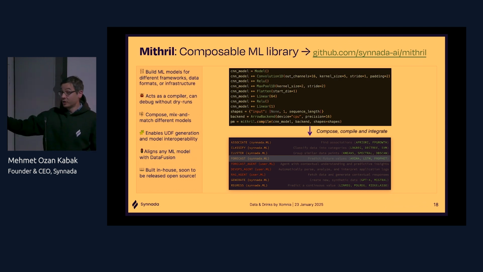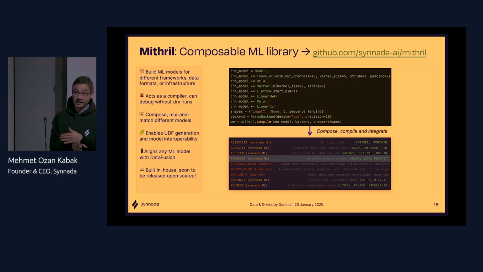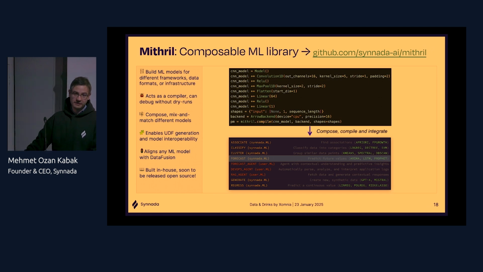This could be an Arrow backend, for example, to integrate it with a DataFusion-based engine. It could be a JAX backend, it could be Torch, it could be TensorFlow, whatever you want to do with it. And you can specify precisions. You can specify parallelization. I want to shard my data this way so that I can use multiple GPUs and stuff like that. And then after compile, you have this usable UDF, and you can happily build your data apps.